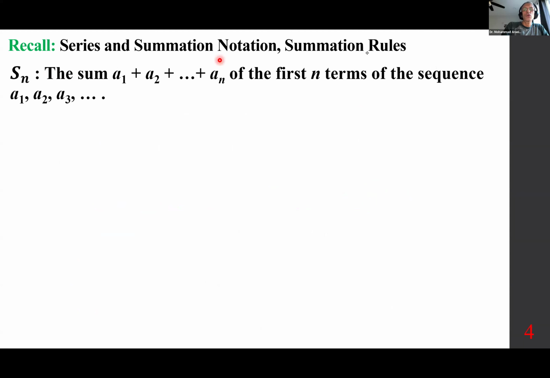Series and summation notation. S sub n, the sum of a sub 1 plus a sub 2 all the way to a sub n, is called S sub n, the sum of the first n terms of the sequence a sub 1, a sub 2, and a sub 3. When we add the first n terms, we call them S sub n.